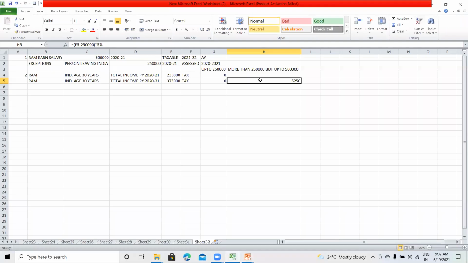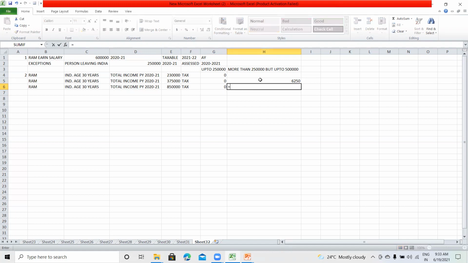For example, Mr. Ram is an individual and his age is 30 years. The total income for the previous year 2020-21 is, for example, 8,50,000. In respect of this, the tax up to 2,50,000 will be 0. And then more than 2,50,000 but up to 5 lakh.